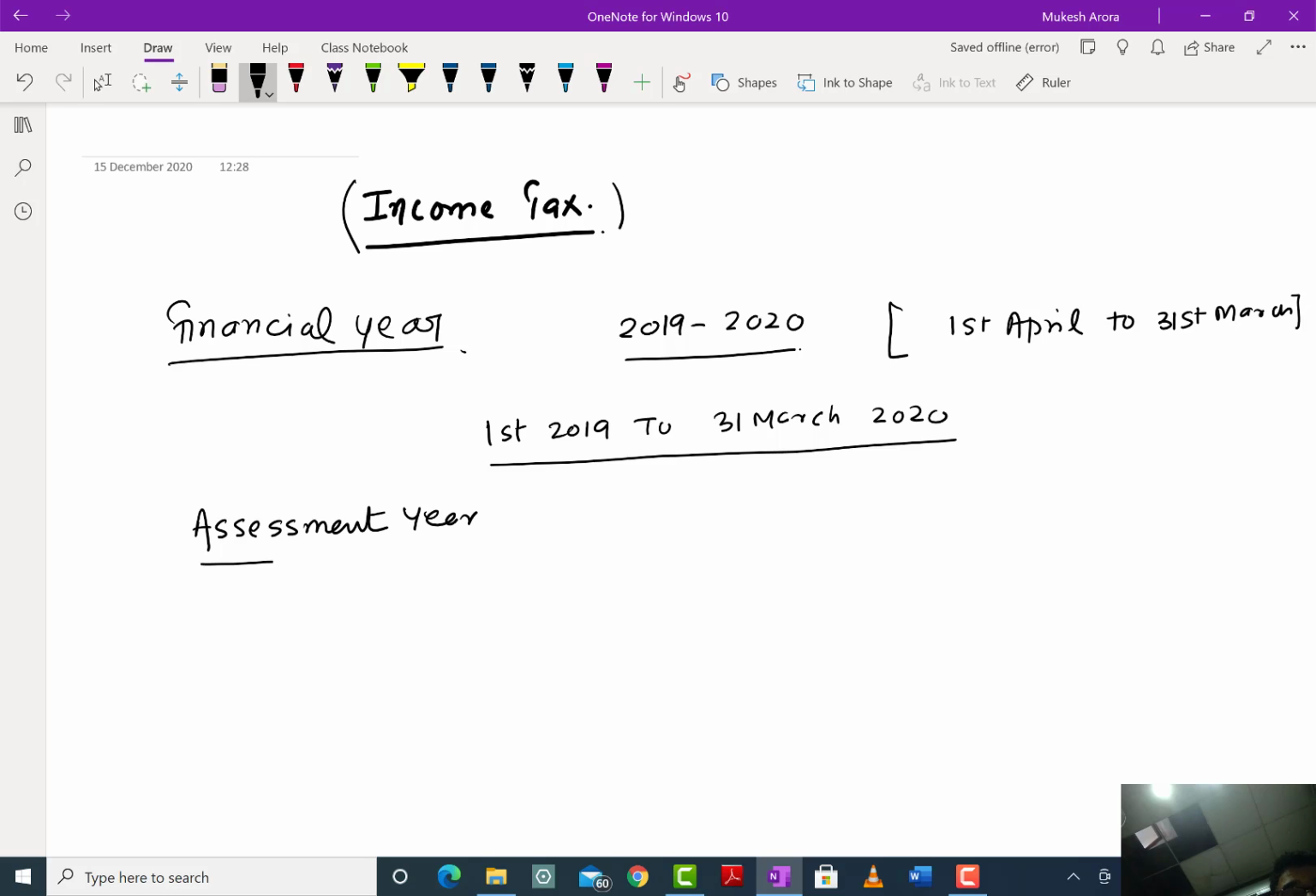Assessment year is 2020-2021. Assessment year is a year in which we are calculating the tax. The assessment year is always the current year and the financial year is the previous year. So we have a time limit to calculate the income tax. Normally we calculate the income tax till the month of June.